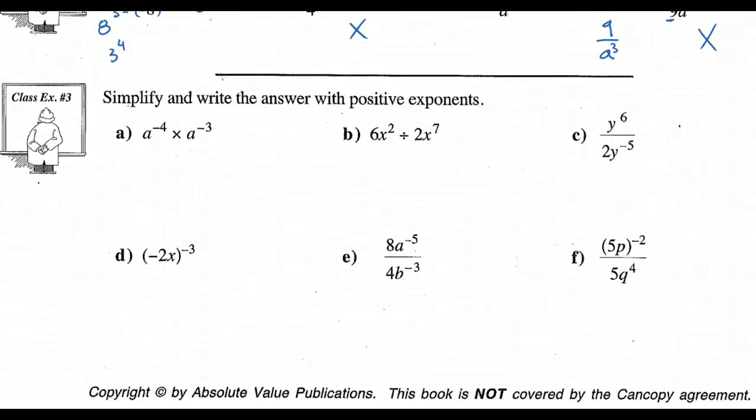Moving on. Simplify and write the answer with positive exponents. I'm not going to do all of these, just a few of them. If you get the hang of this, by all means move on. Here we go. We're multiplying. Bases are the same, so I'm going to add my exponents. So a to the negative 4 plus negative 3, a to the negative 7, and then the key thing is positive exponents, so 1 over a to the 7.